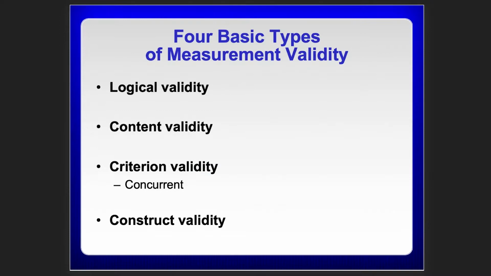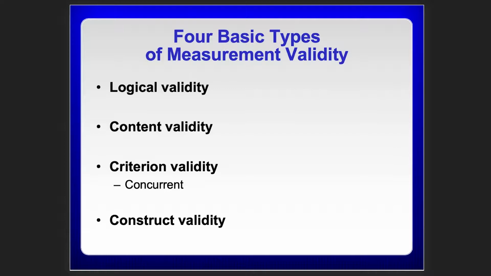Okay, so the first four terms that we're going to be looking at are logical, content, criterion, and construct validity. So again, validity itself is asking, does it actually measure what it is supposed to measure? And that's the definition of validity, essentially.